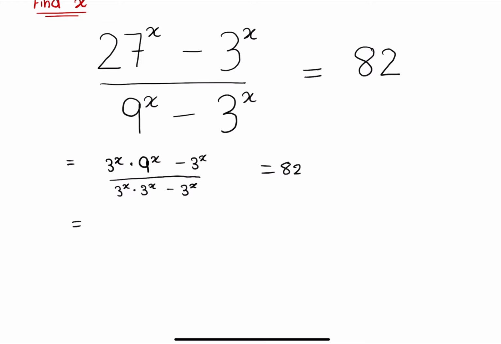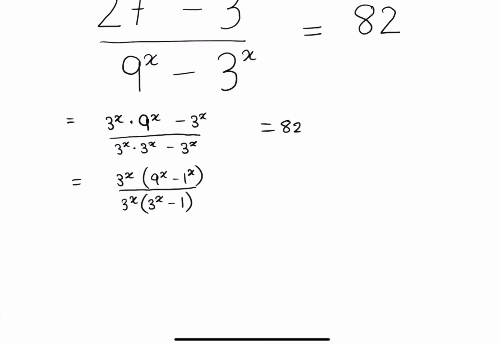So now what we're going to do is take a common factor on both the numerator and the denominator, and it's going to be 3 to the power of x. Writing out the numerator, it will be 9 to the power of x minus 1 to the power of x. And we're going to divide this by 3 to the power of x as a common factor on the denominator too, and we're going to write it out as 3 to the power of x minus 1.